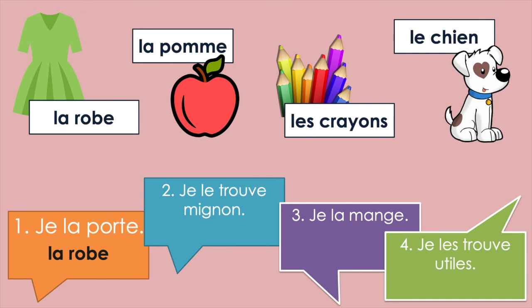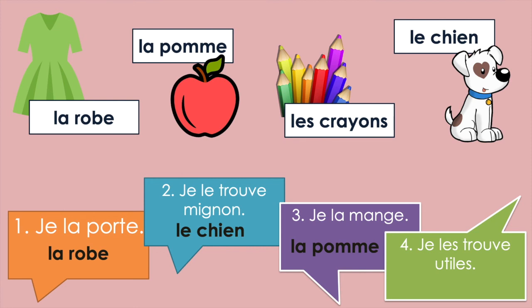Number 2, je le trouve mignon. Again, we have a context clue from le. Le is the masculine direct object pronoun, and there's only one thing on the board that is masculine, le chien. So, I find it cute, it must be the dog, le chien, that they find cute. Je la mange, same thing again, we've got a feminine direct object pronoun, so it's either la robe or la pomme. And it helps us out with the verb as well, because we know that mange is from manger, to eat. And again, the only feminine thing you could be eating there is la pomme, the apple. So I eat it, I eat the apple.